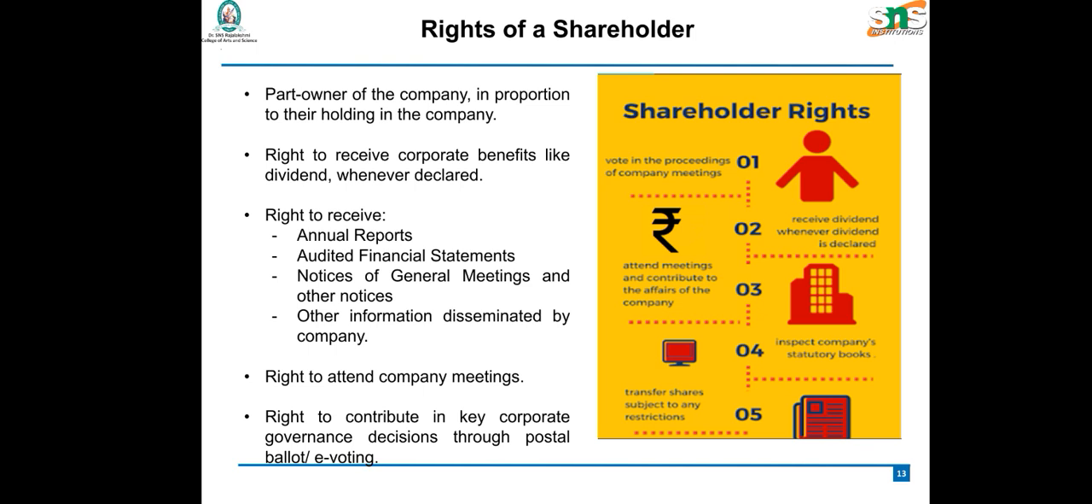This slide depicts the rights of shareholders. A shareholder is a part owner of the company in proportion to their holding in the company. They have the right to receive corporate benefits like dividend whenever declared. Right to receive the annual report through their email, audited financial statements, notices of general meeting and other information disseminated by the company. The right to attend the meeting, AGM, and they have the right to contribute in key corporate governance decisions through postal ballot or e-voting concept.